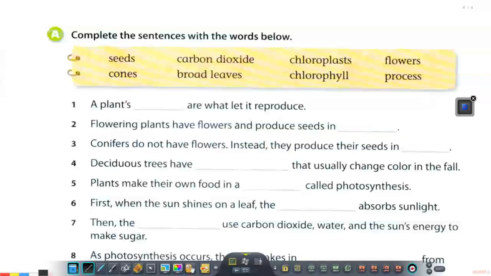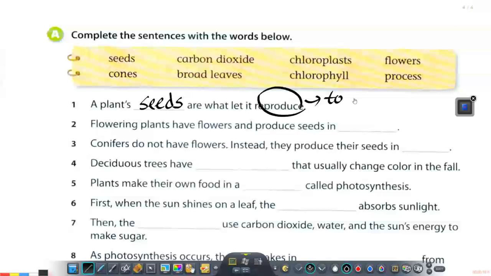Plant seeds are what let it reproduce. Seeds. Right. Can anybody tell me what reproduce means? That's right. Like to generate offspring. So everybody, offspring. Offspring means babies or next generation. So reproduce.